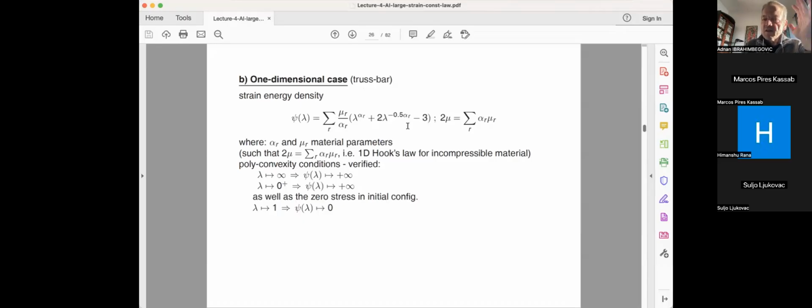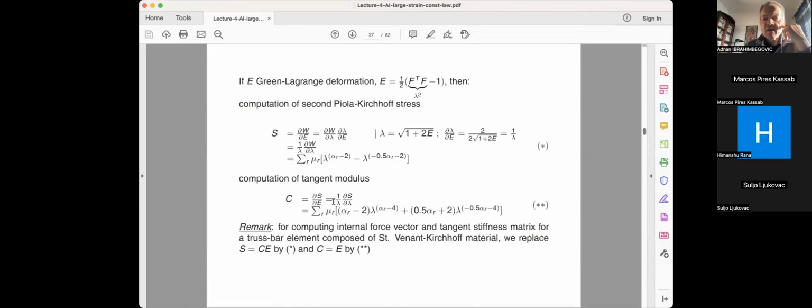This is 3 minus 3. This is really getting down to 0. Then when lambda goes to infinity, this term explodes. When lambda goes to 0, this term explodes. So you have this asymptotic behavior, which is all correct. And this obviously satisfies all these convexity conditions that you can have for the 1D case.